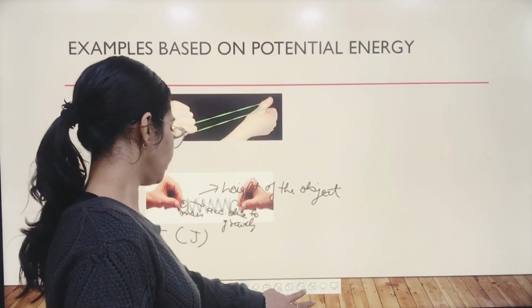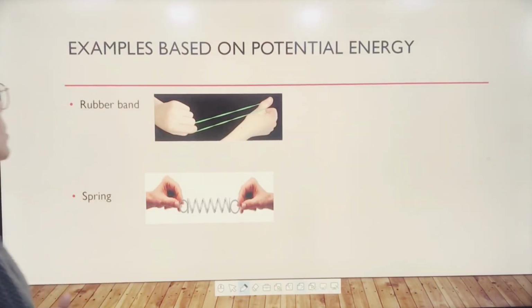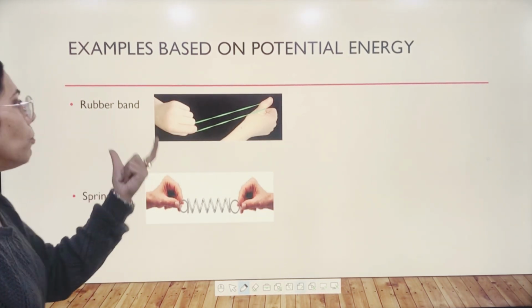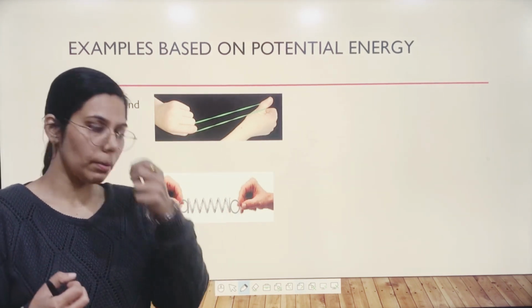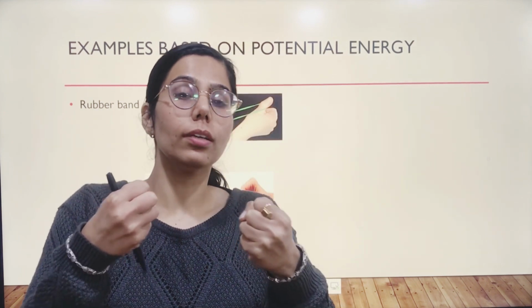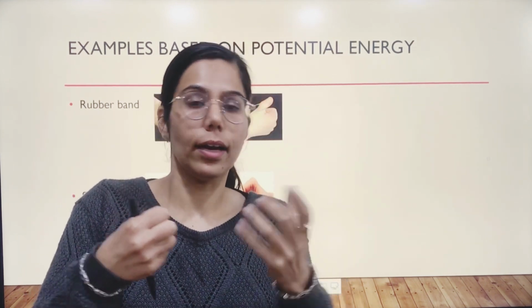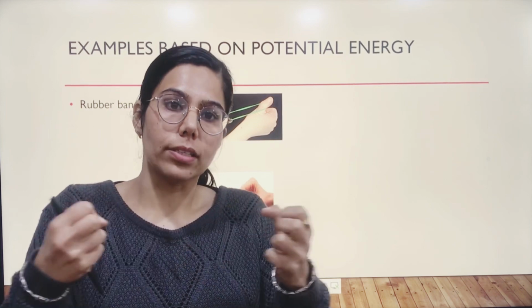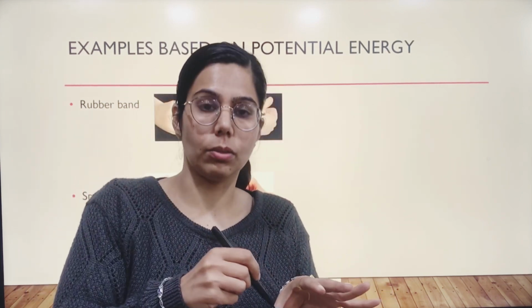So let us start. Examples based on potential energy. First of all, a rubber band. A boy is stretching a rubber band. As we provide external energy, as we do work on any kind of object, it gets stretched. Then that object possesses some energy in it, and it stores potential energy.